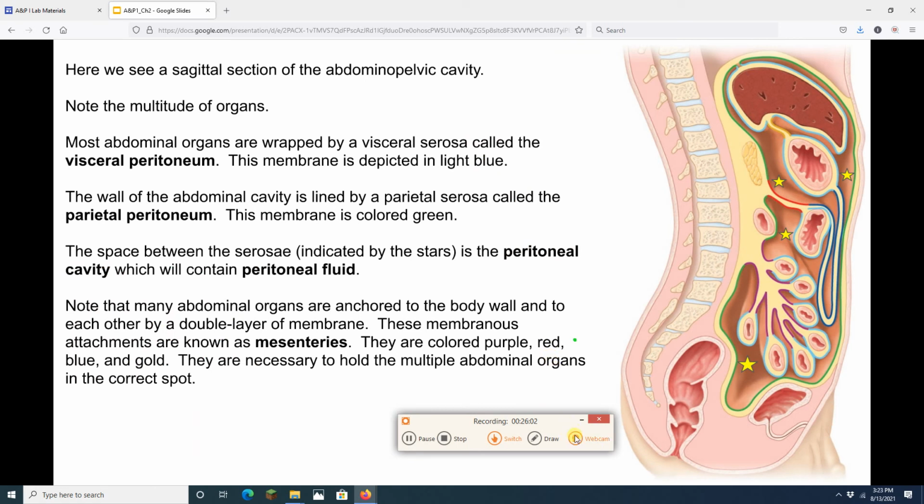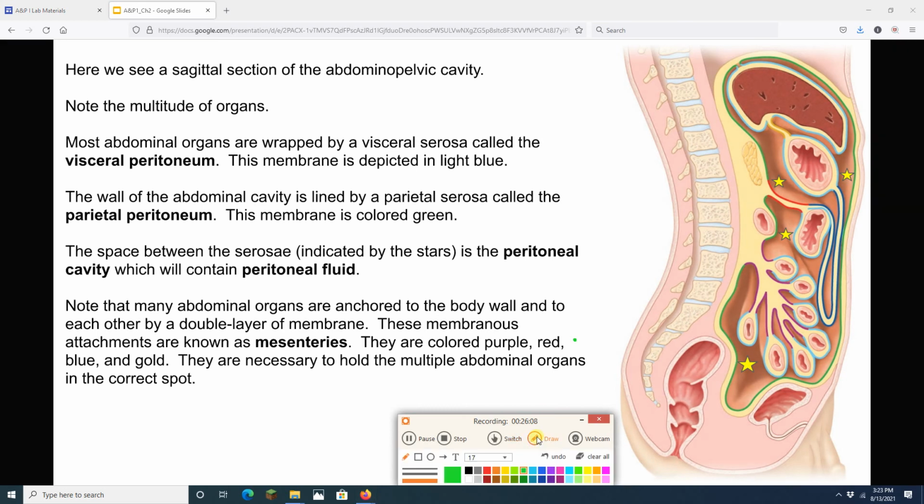Now we've got to take a little trip down inferior to the diaphragm and look at the abdominal pelvic cavity. We've got a sagittal section of the abdominal pelvic cavity here. We see a lot of organs. There are a lot more organs we're dealing with right now, so things are going to be a little bit different, but also very, very the same.